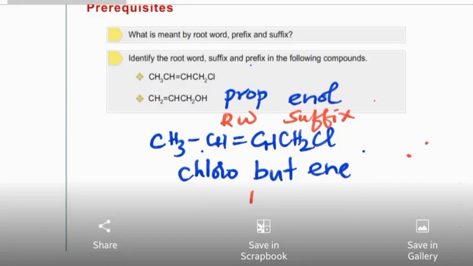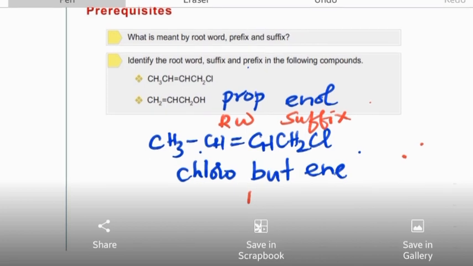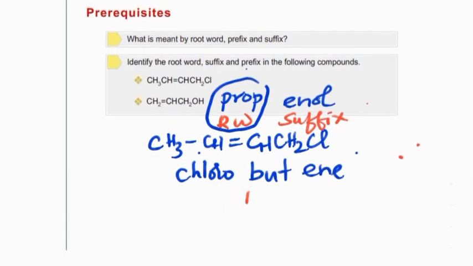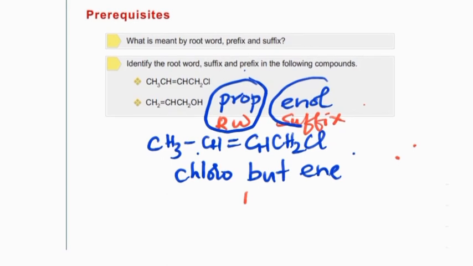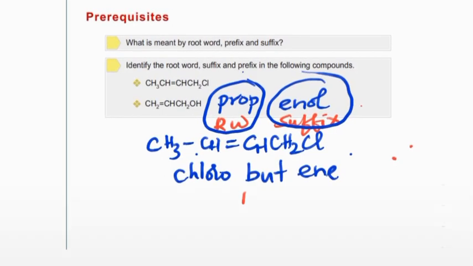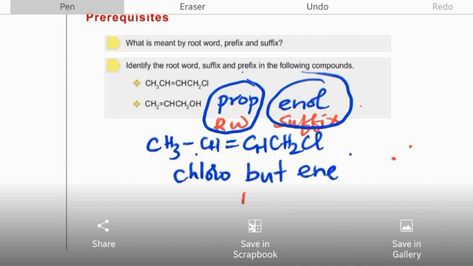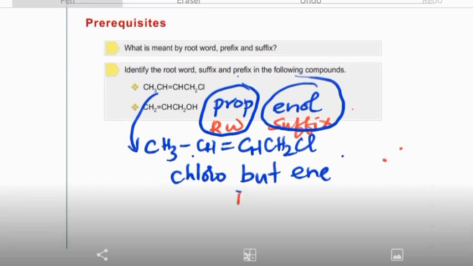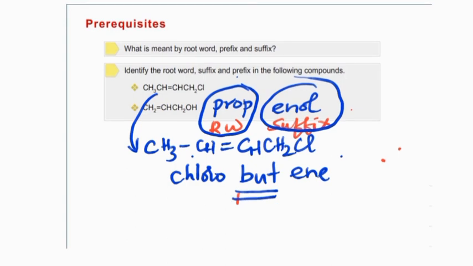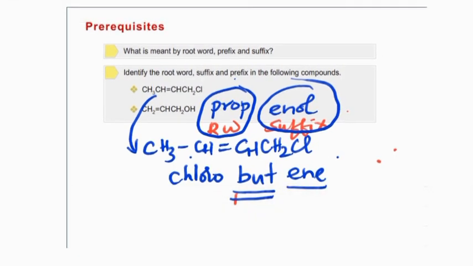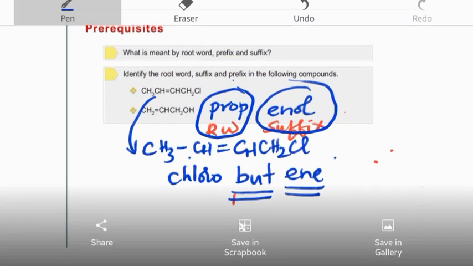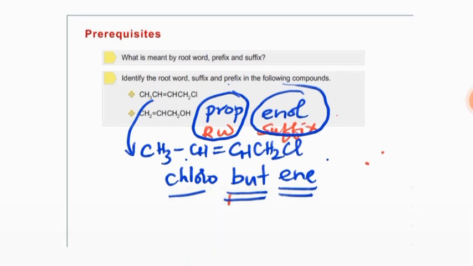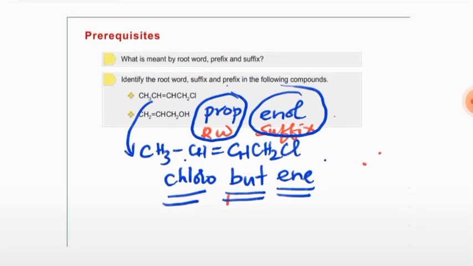So in the first compound, prop is the root word, enol is the suffix. It's not the first one, it is the second one. And if you take the first one, but is the root word, en is the suffix and it does not have a functional group, so there is no secondary suffix. Chloro is the prefix in this compound.